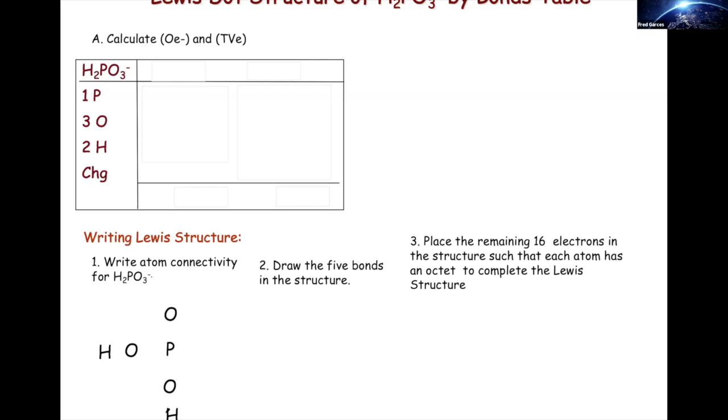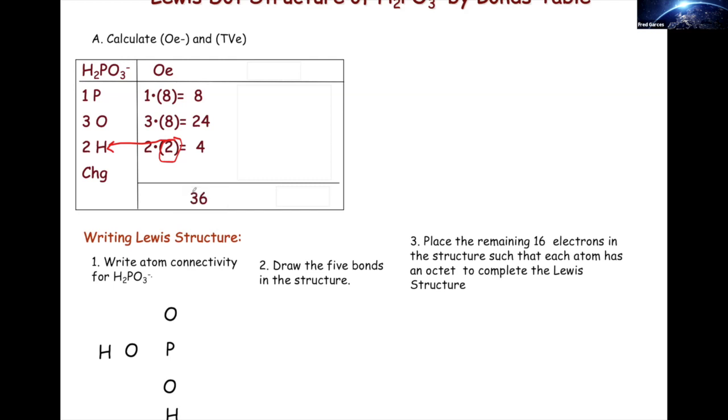So let's look at octet. 8 times 1 for phosphorus, 3 times 8 for oxygen, but notice it's 2 for hydrogen, because hydrogen cannot get 8, it can only do 2. It's called the duet rule. So that's a total of 4 here, 2 times 2. If we add that all up, we get 36.